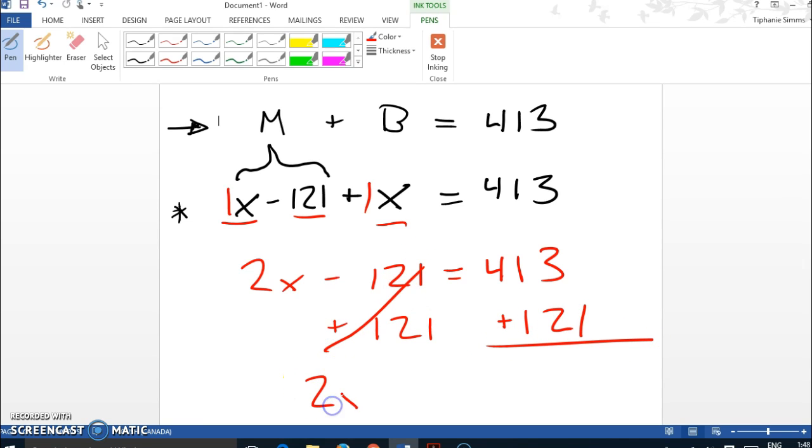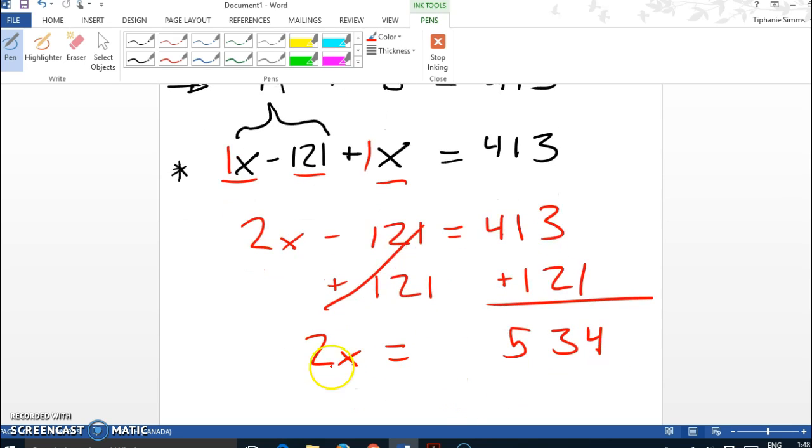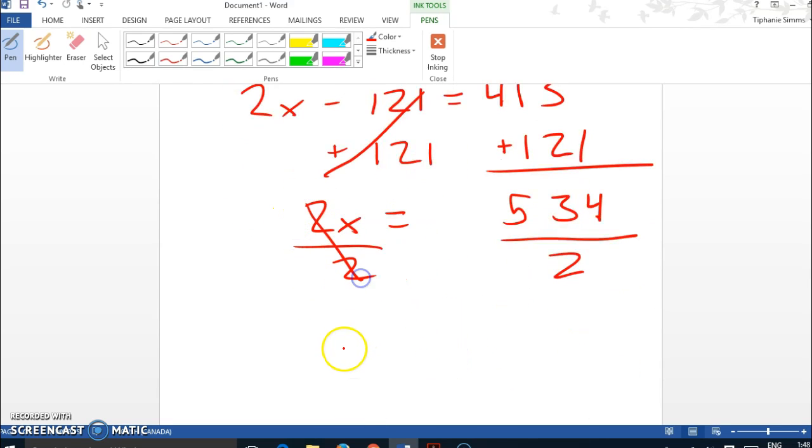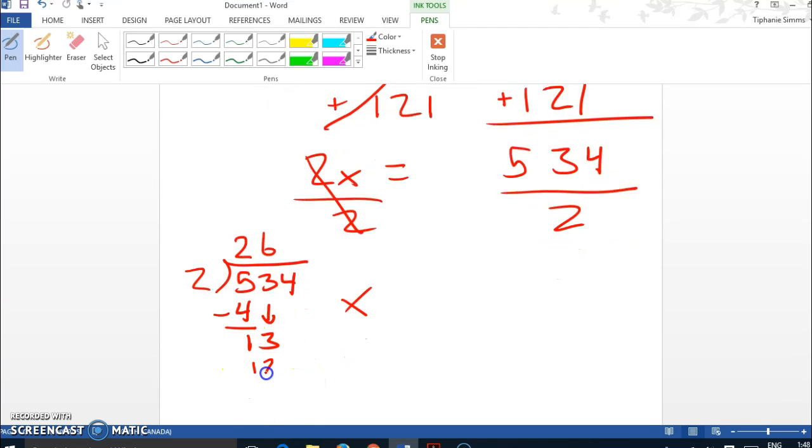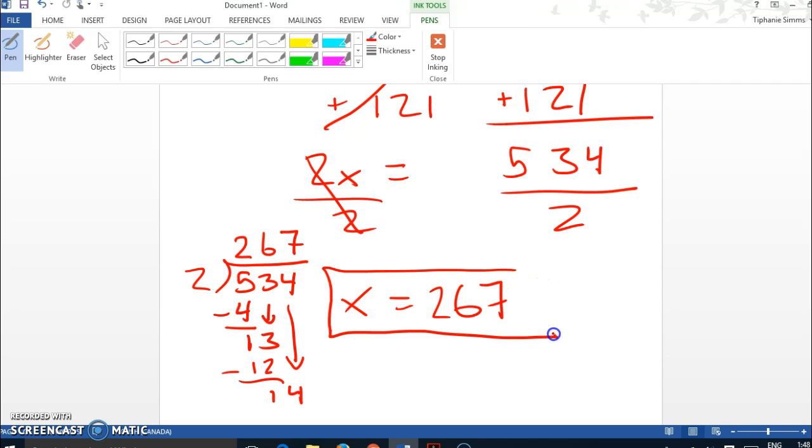This is gone. 2x is going to equal, and over here I have 4, 3, and 5. And then we'll just divide both sides by 2. I don't have a calculator, so I'm going to do it old school. 2 into 5 goes twice. That's 4. Subtract 1, drop the 3. That goes 6. 12. Drop the 4. 2 into 14 goes 7 times. So X equals $267. Okay?